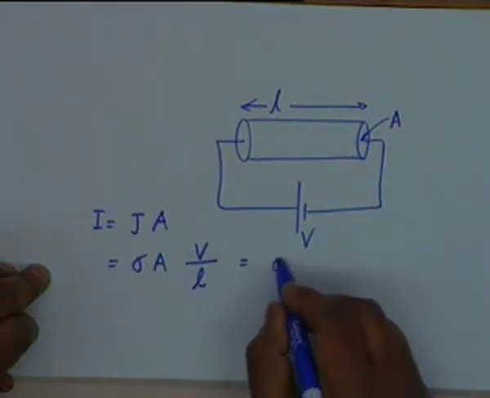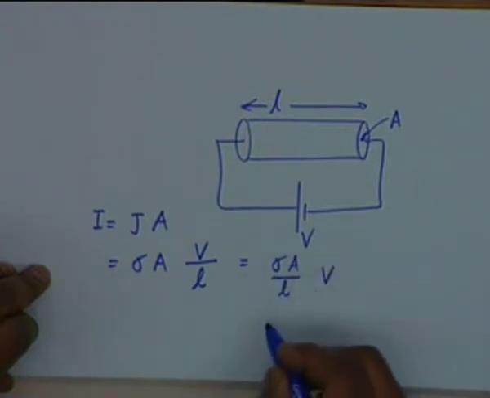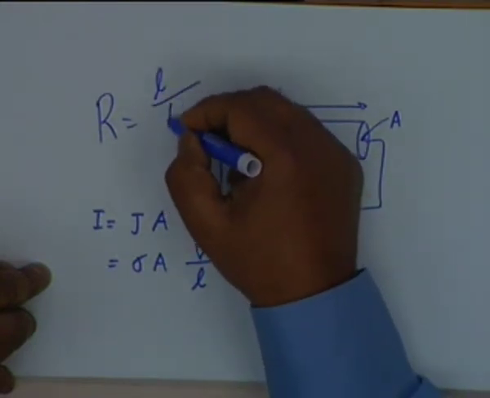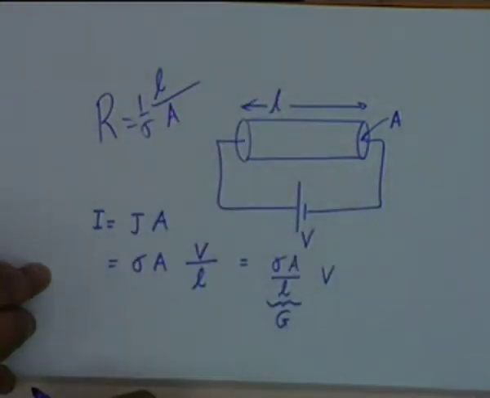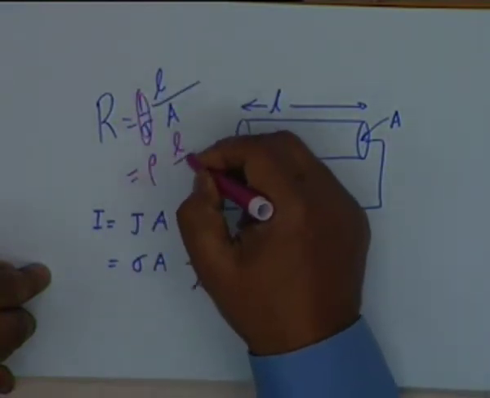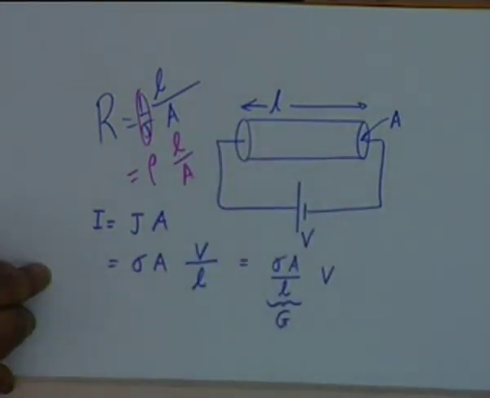So this is equal to sigma A by L times V, and if you denote this by capital G, then you get Ohm's law, that the current is proportional to the impressed voltage. The proportionality constant is the conductance, or if you write it the other way around, the resistance capital R is equal to L divided by A times 1 by sigma, and you know that 1 by sigma is called the resistivity rho. So R equals rho L by A, the famous relationship for resistance of a conductor.